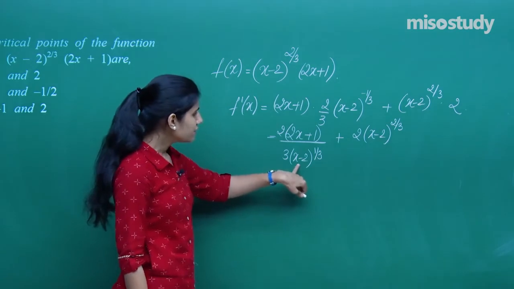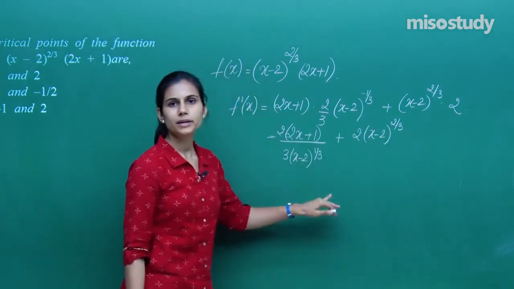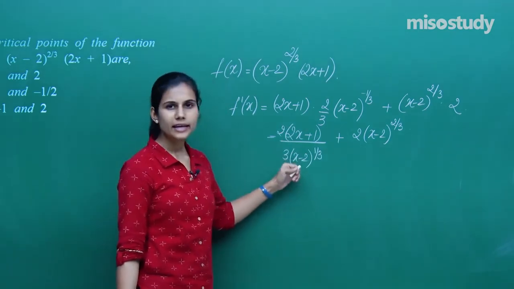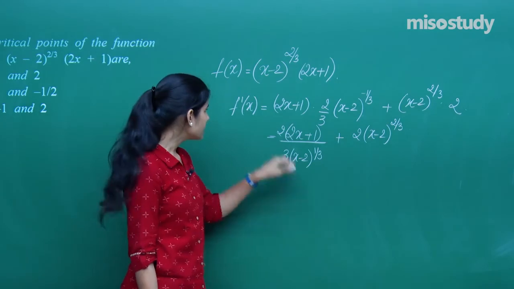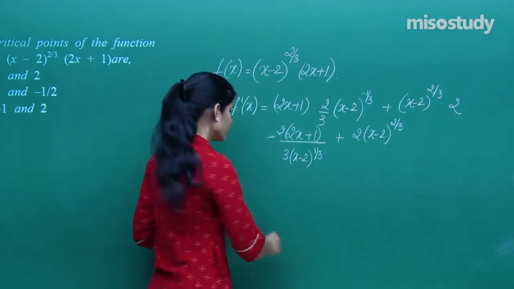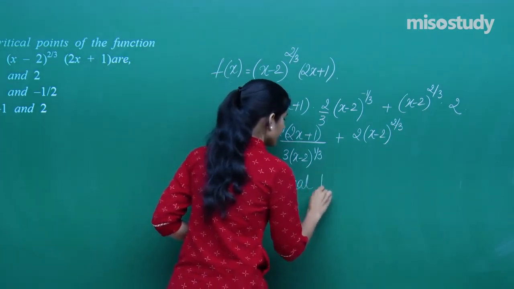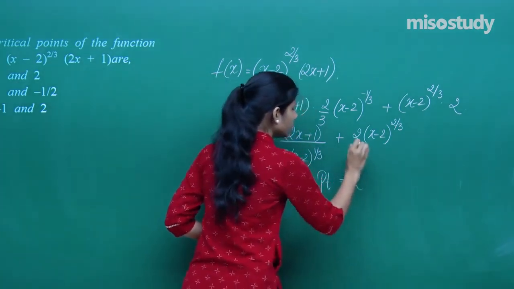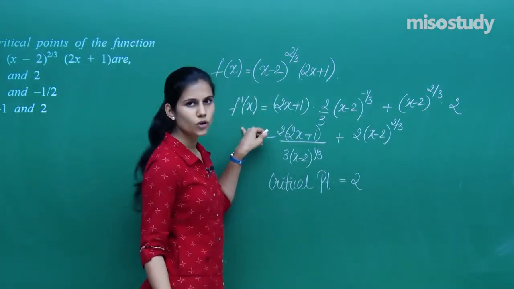Now over here you can very clearly see the moment in place of x I substitute 2, my expression becomes undefined, because in the denominator I get a 0, I do not get a real number altogether, and thus f dash of 2 is not defined. So one critical point is 2, because at 2 f dash is not defined.